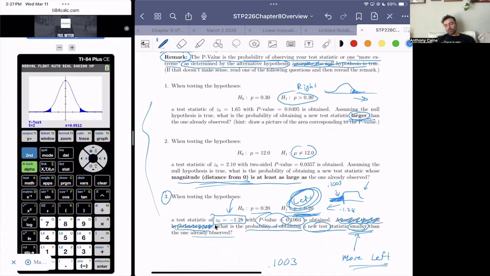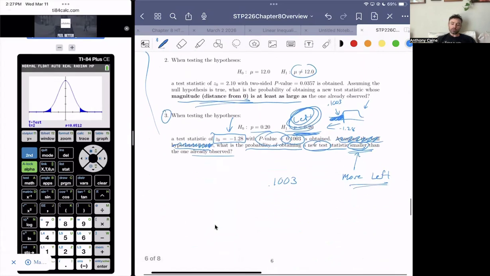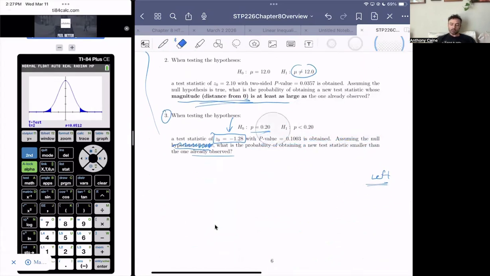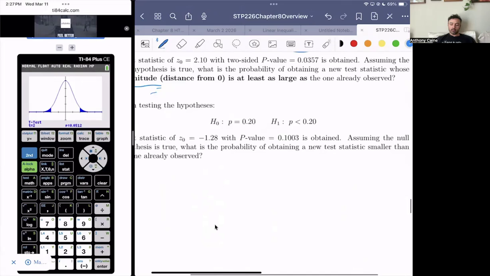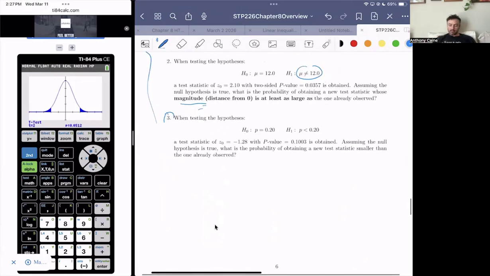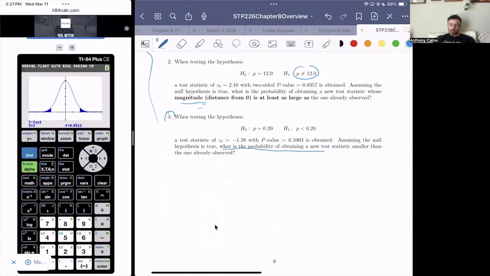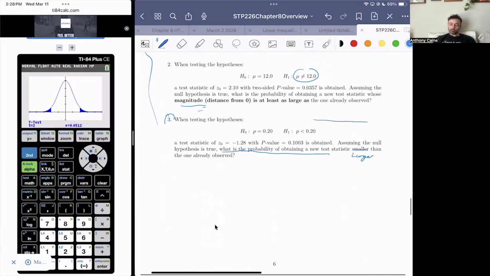Now, I could have continued this and tried to trick you even more. So let me show you what that type of question would look like. Since we've already begun this question, pretend for a moment that instead it said, what is the probability of observing a new test statistic larger? It doesn't say smaller. So now, same picture, we're over here, minus 1.28. This p-value is this area. It's the probability that you move left. So now this problem is saying, what's the probability you move right?